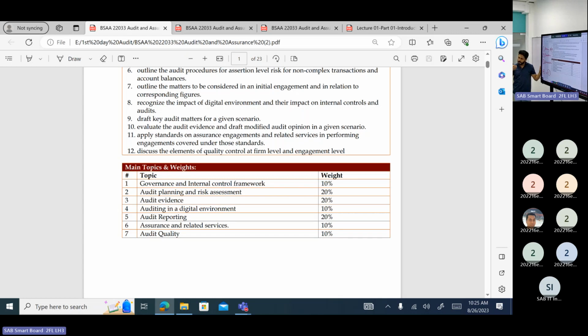The control bulb we call a control framework. We have a set of controls. Once you are designing a control, we have three levels. Once you are designing a control, what are they? Control design.